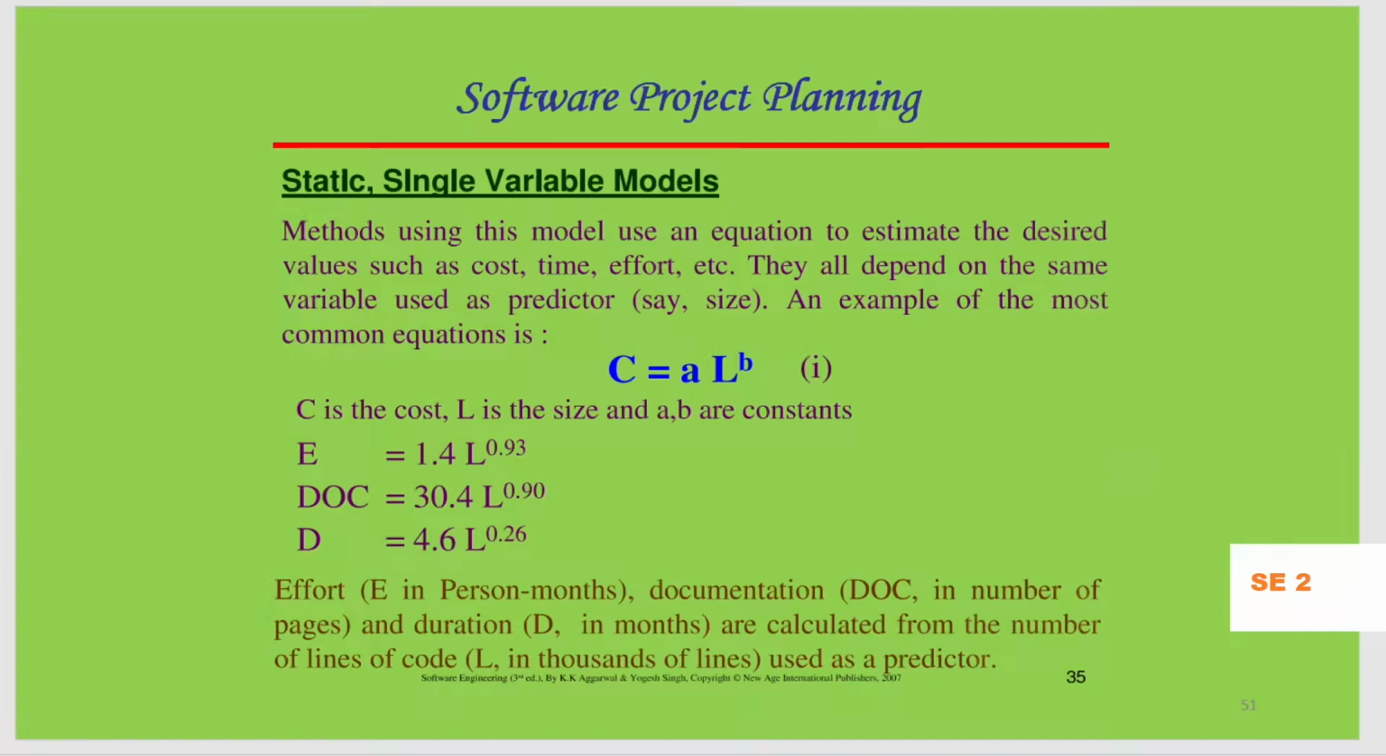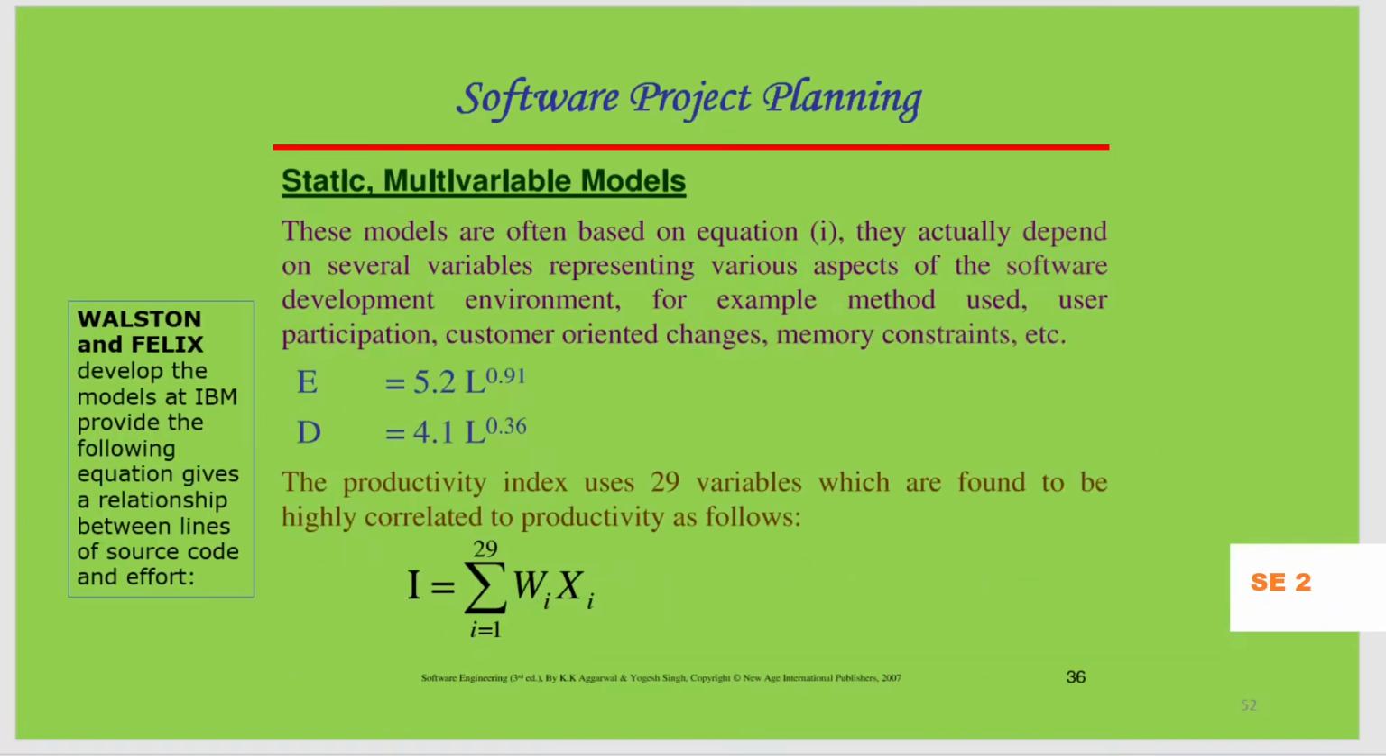So, ayan. Same lang din dun sa binanggit ko kanina. E is 1.4 times L raised to 0.93. DOC is 30.4 L raised to 0.90. And D, the duration, is 4.6 times L raised to 0.26. Ayan, wherein E is the person-months, DOC is the documentation in number of pages, D is the duration in months, and the numbers are calculated from the number of lines. L is the thousands of lines used as predictor.